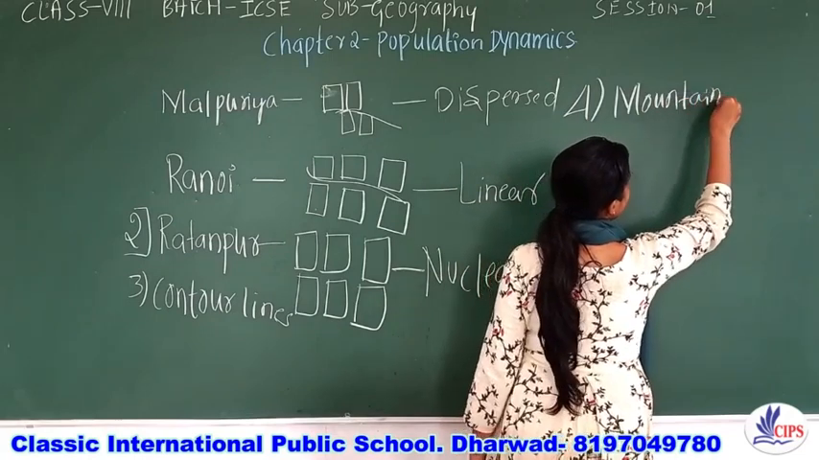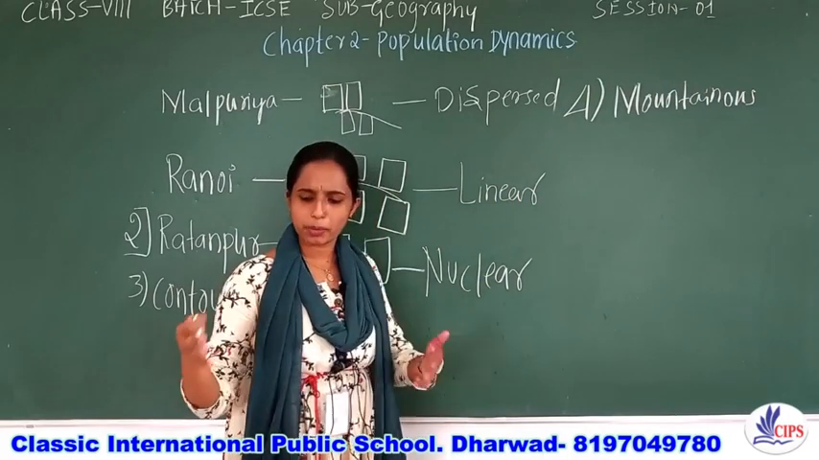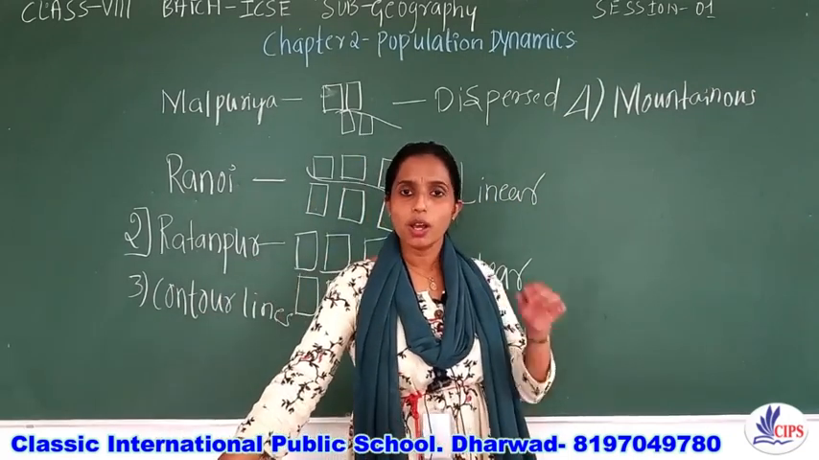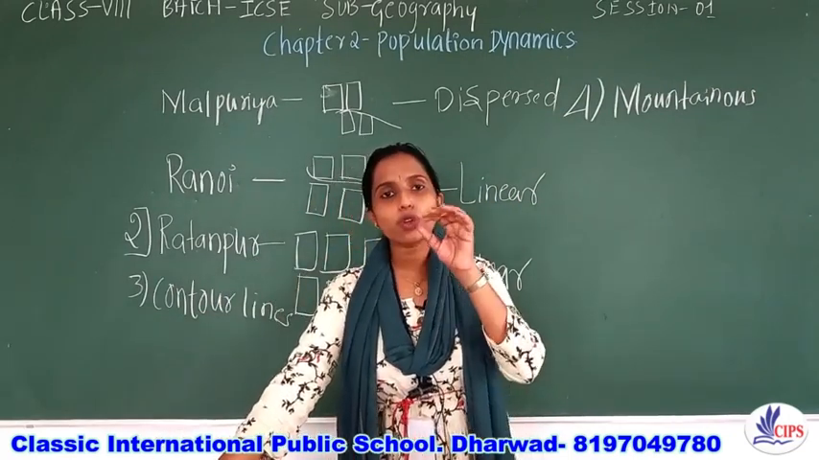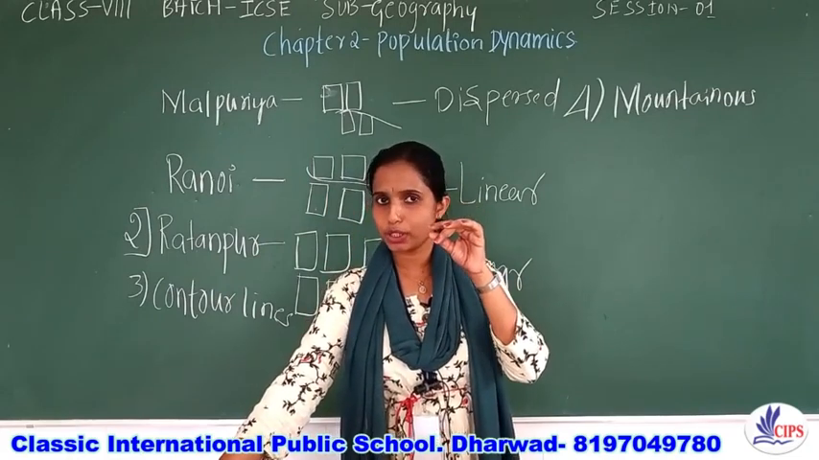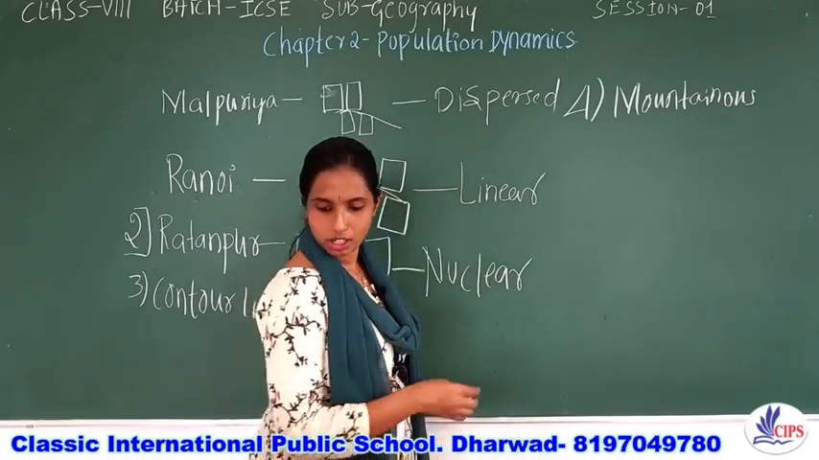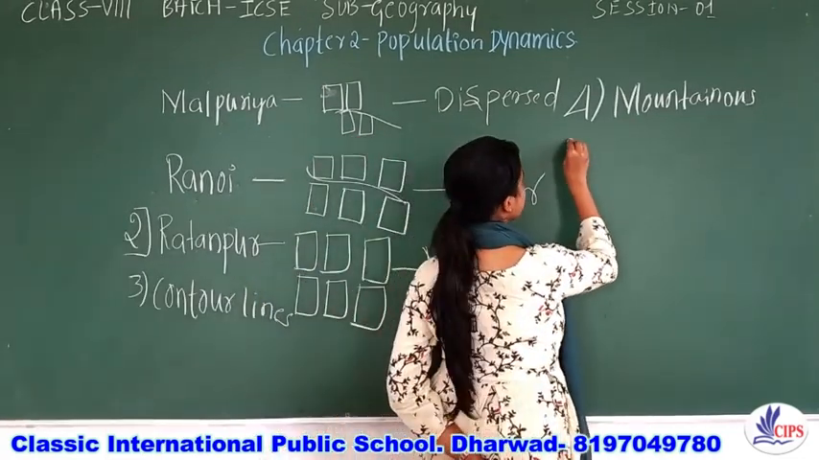It may be a mountainous area, mountainous region, or it may be a hill part also, because by the nature of the contour lines, as they are very close to each other, we can say that it is a mountainous area. Come to question number 5.